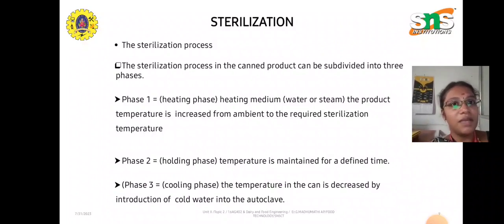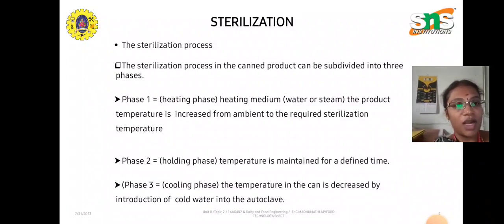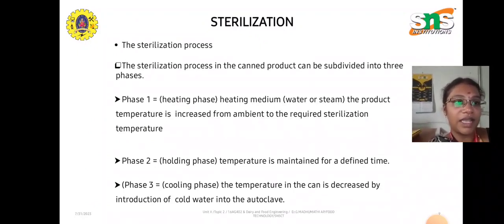The 3 phases are the heating phase, the holding phase, and the cooling phase. In the heating phase, with the heating medium, either water or steam, the product temperature is increased from ambient to the required sterilization temperature. In phase 2, the holding phase, the temperature is held for a defined time. In the cooling phase, the temperature in the can is decreased by introducing cold water.